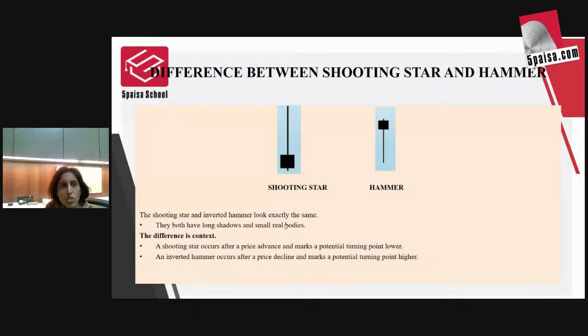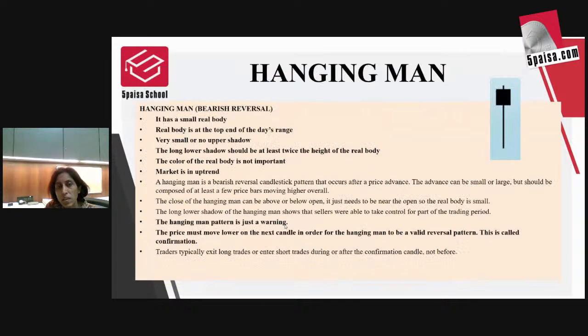Next we come to, after having done the difference between shooting star and hammer, our next candlestick chart type, which is the hanging man. Why hanging man? Since you have done the hammer, the hammer and the hanging man look very much similar, but of course there is a difference. We will look into the difference in a while.